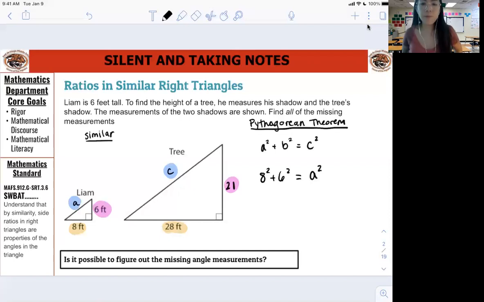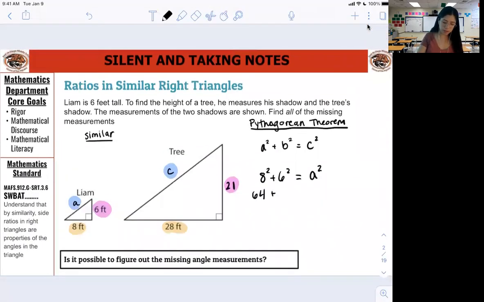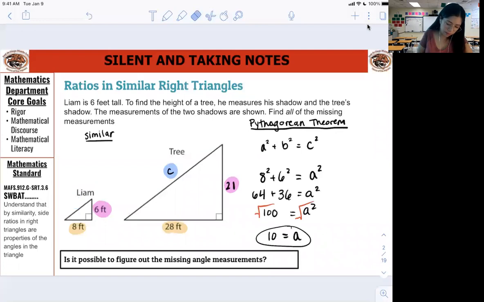All right, so you got 10 for A. All right, let's check. So 8 squared is 64. This is 36. 64 plus 36 is 100. And what did you have to do in that last step, Janelle's? Square root. Good. You take the square root of both sides, and the square root of 100, of course, is 10. So A equals 10. All right, we've got A.